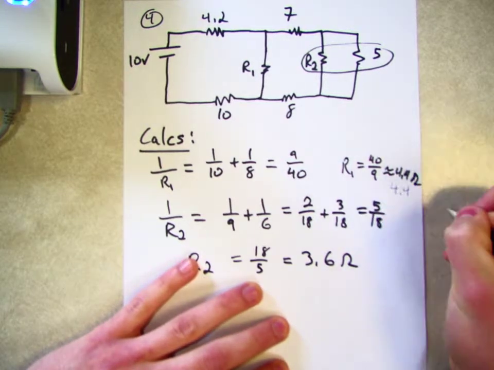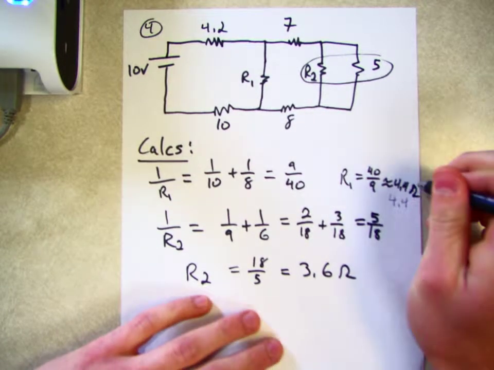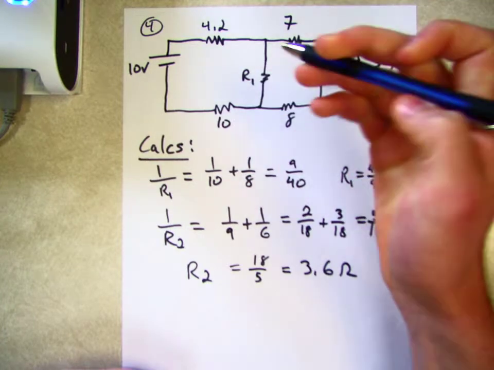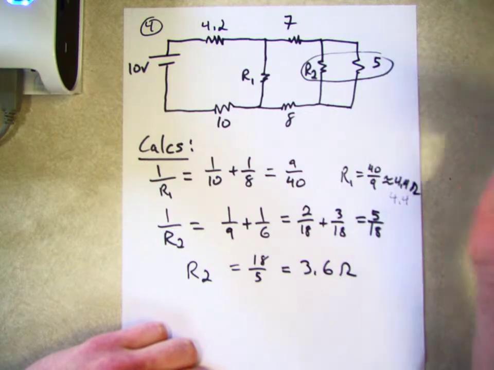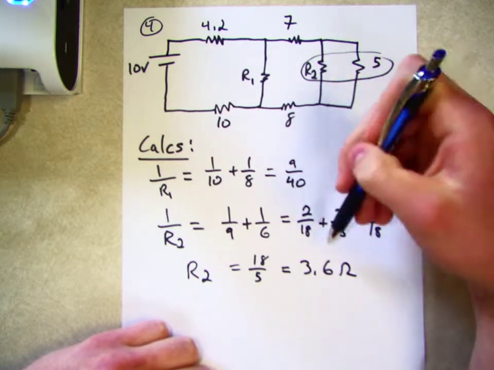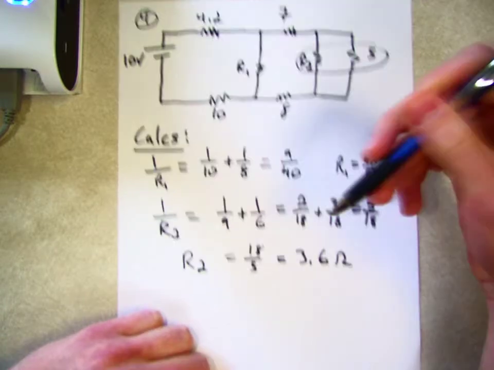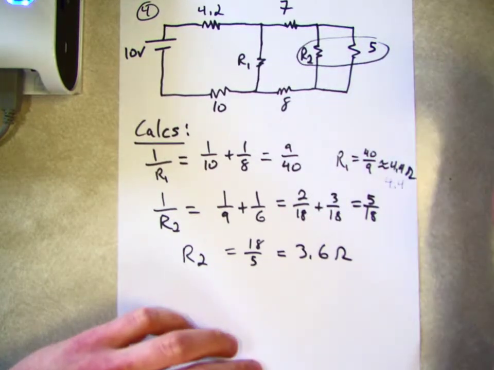Here it is written again. Now that might be a little hard to see, but just trust me, that's 4.4, not 4.9. Same process again for R2. That's 1 over 9 plus 1 over 6, common denominator of 18. So it's 2 over 18 plus 3 over 18 equals 5 eighteenths. So R2 equals 18 divided by 5, which works out to 3.6 ohms.